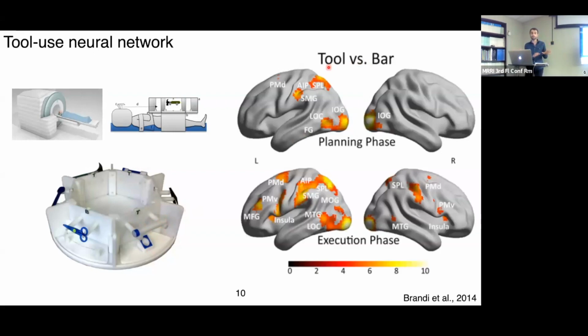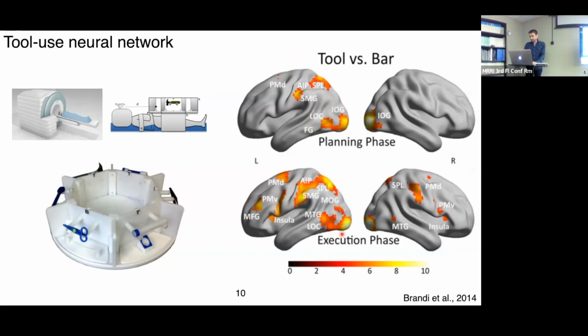For planning, there was no movement. They were just preparing to do the tool action. And what you can see is that even though there was no movement, there is already some activity that is specific to the tools. Those activities for planning were more in the posterior part of the brain, mostly in the left hemisphere, with involvement of the parietal area and also the occipitotemporal part of the brain. I will go back to some of those regions a little bit later on.